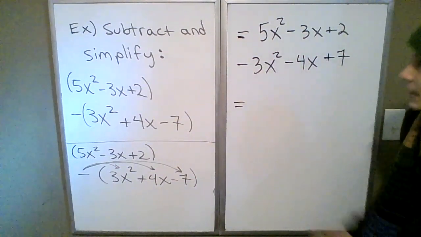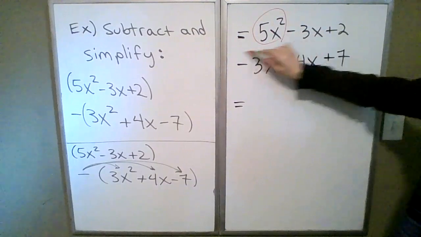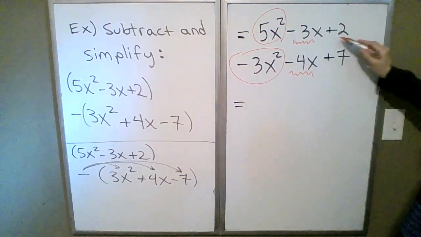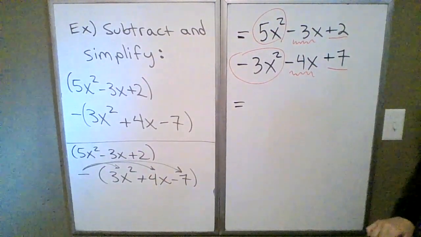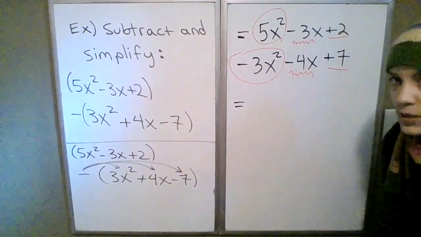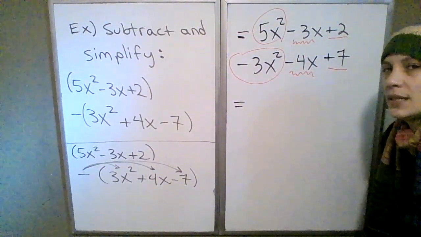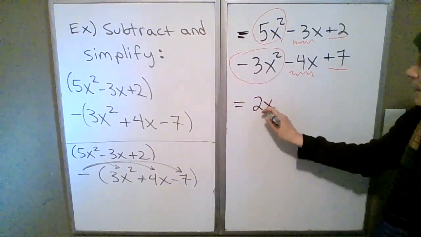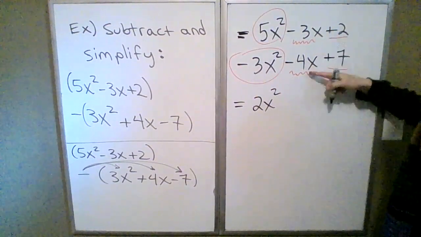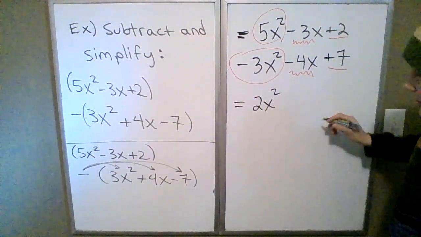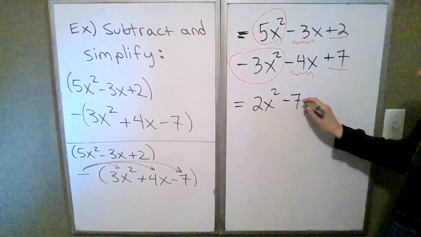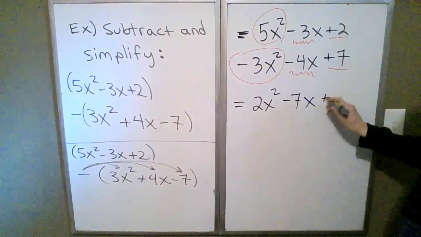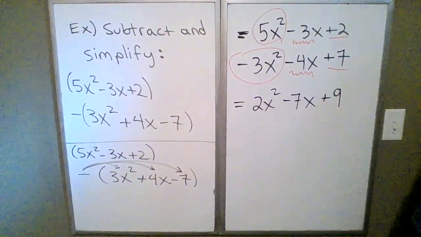Then you want to combine like terms, like the 5x squared and the negative 3x squared. There's a negative 3x and a negative 4x. And then 2 and 7. So looking at your x squared values, there would be 2x squared. And then a negative 3x with negative 4x is negative 7x. And then positive 2 and positive 7 would be a positive 9. Cool. I think that's it.